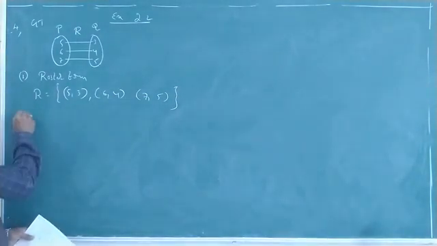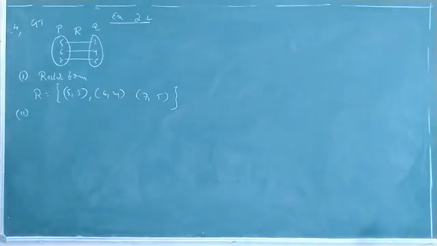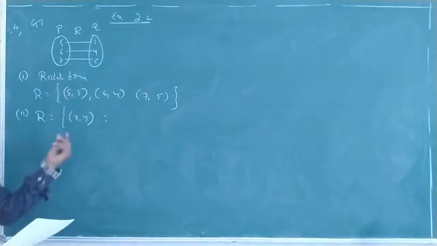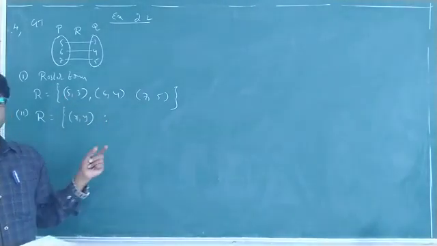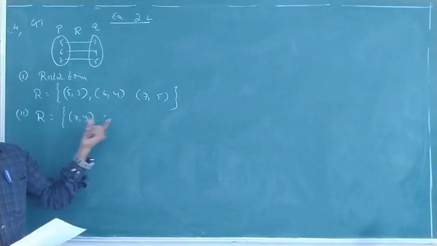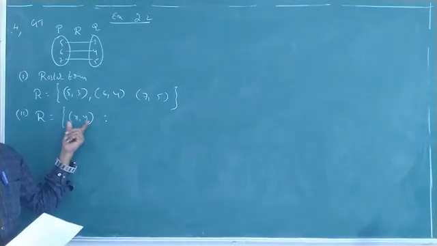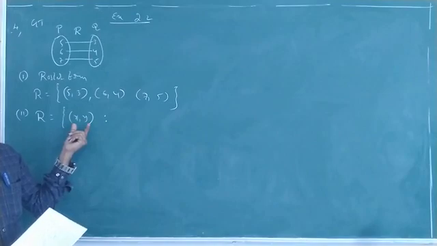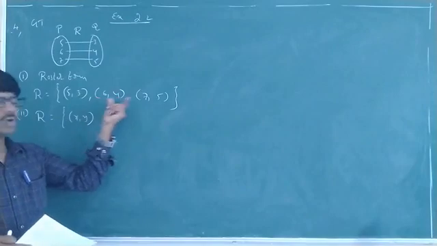Next, the second question is set builder form. R is equal to, set builder form means {(x, y) such that}, the relation between x and y. Set builder form means all these elements, these ordered pairs, must satisfy a single common property. You have to choose it from this roster form.